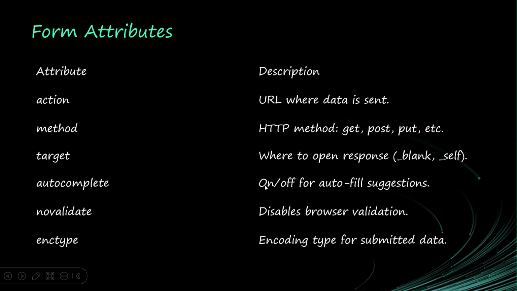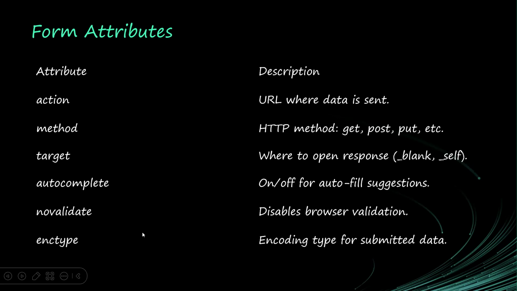The autocomplete attribute is used to tell the browser about autofill suggestions. So these are attributes you can take a look at. When you have your fields, autocomplete will help do autofill or not. Then there's novalidate: if you don't want the browser to validate your form, you can include the novalidate attribute.